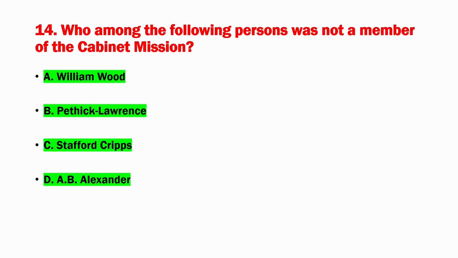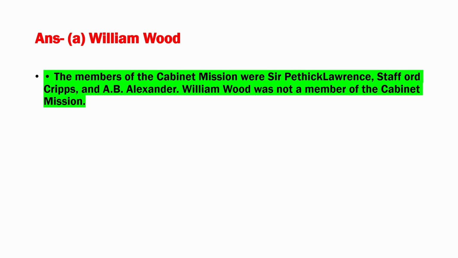14. Who among the following persons was not a member of the Cabinet Mission? The correct answer is A, William Wood. The members of the Cabinet Mission were Sir Pethick Lawrence, Stafford Cripps, and A.V. Alexander. William Wood was not a member of the Cabinet Mission.